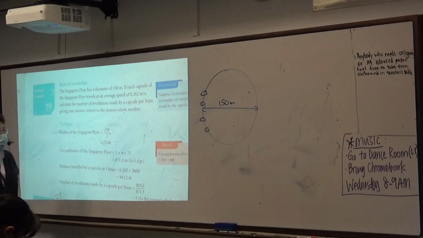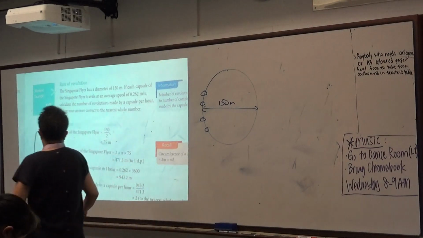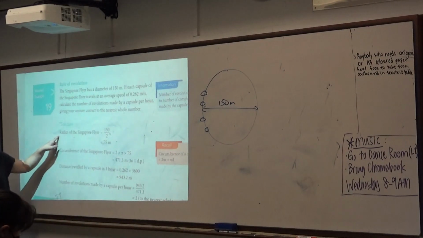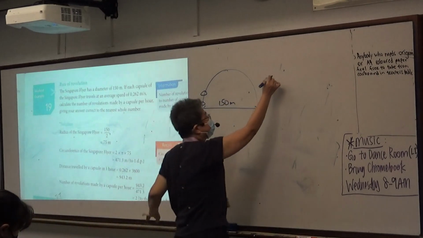Okay? Now, first of all, they want to find out the radius of the flyer. Now, how do we get the radius? Can someone tell me?